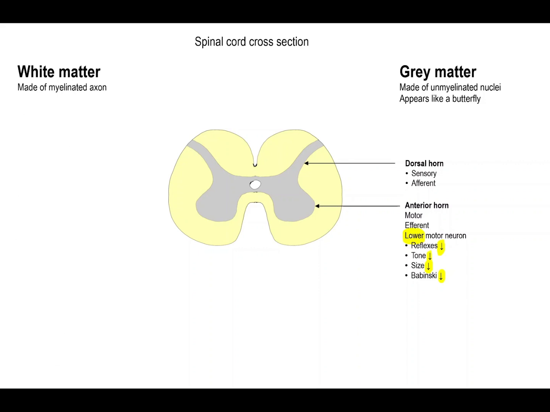White matter is the yellow area of the spinal cord, and it's primarily made of myelinated axons, as we discussed before. This area of the white matter with the green arrow is called the dorsal column. Let's color it just so we can understand. Let me choose a different color.